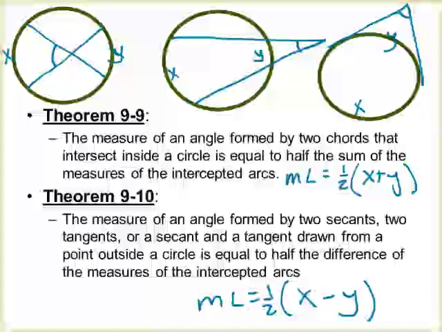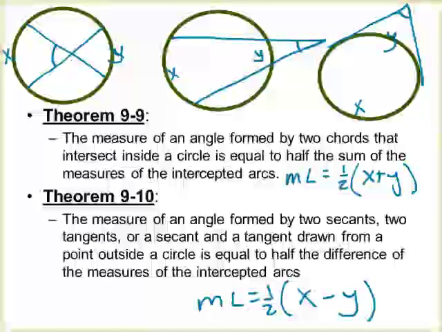According to the way the pictures look, it would change my answer. What would it do to my answer if I did them backwards? It'd make a negative, and that'd be a problem. We don't want to consider negative angles. So when you're doing half the difference, always make sure that you're doing the bigger arc minus the smaller arc.